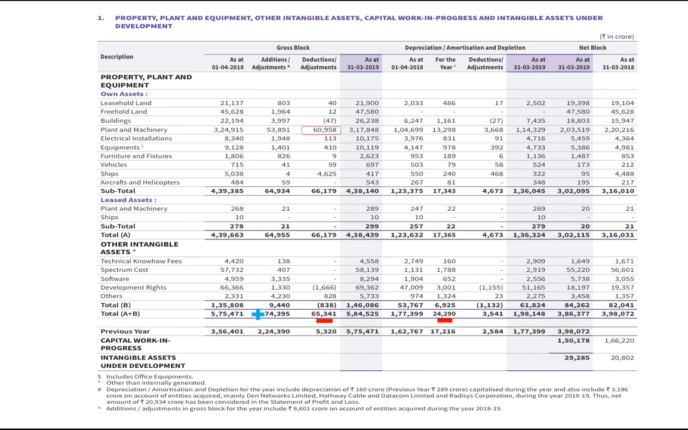Add to that capital work in progress, intangible assets under development. Capital work in progress and intangible assets under development means those for which some money has been paid, some work has been done, but the asset's construction is not yet over and not yet used for the business.